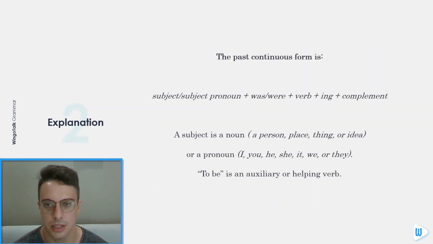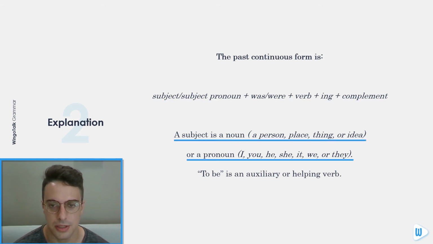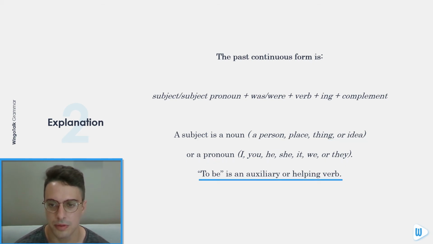The past continuous form is subject pronoun plus was or were plus verb plus ing plus complement. A subject is a noun, a person, place, thing, or idea, or a pronoun: I, you, he, she, it, we, or they. To be is an auxiliary or helping verb.